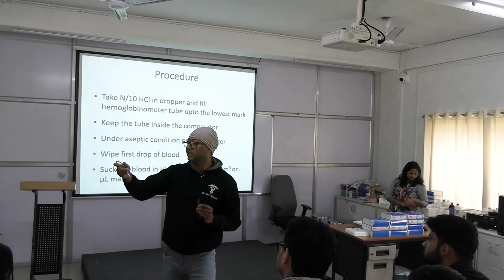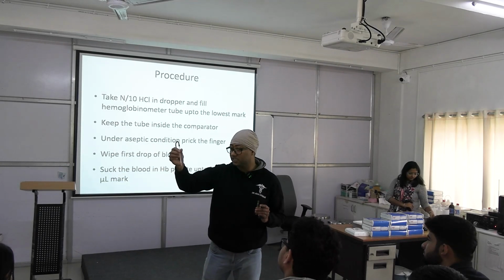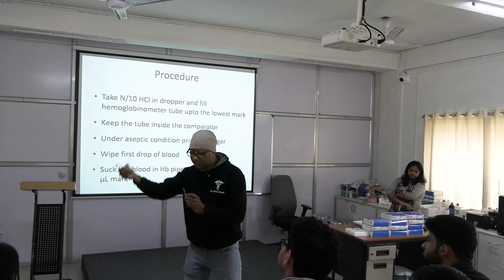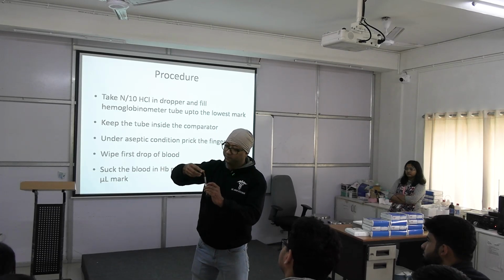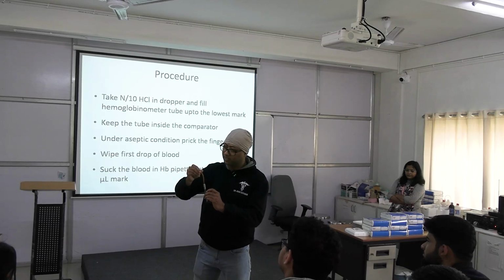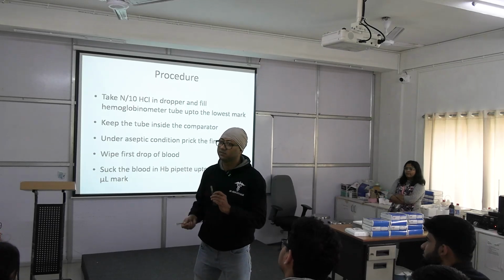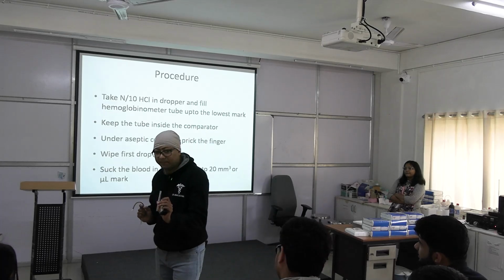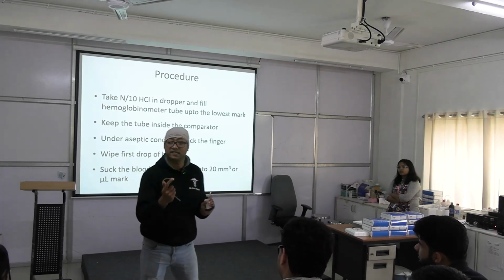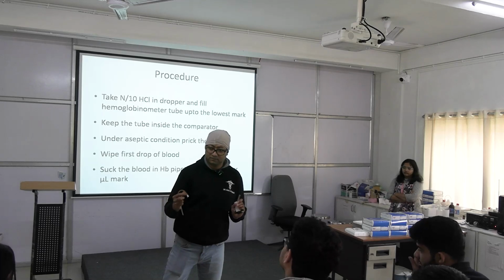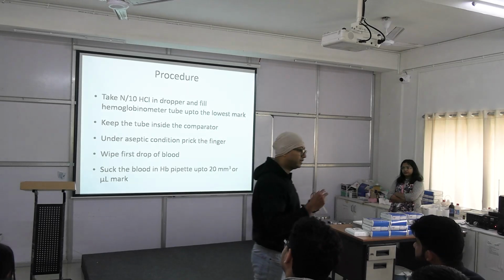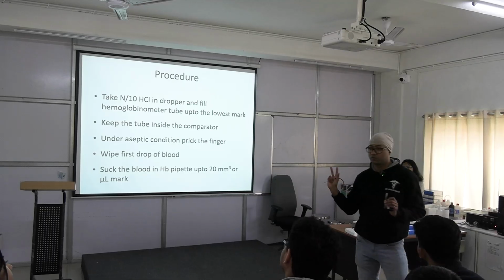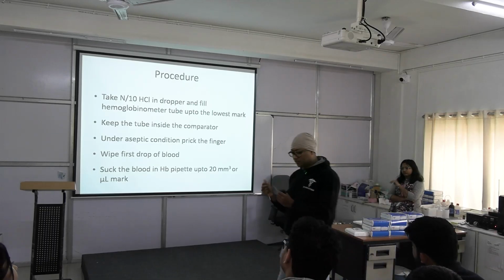Then we need to take blood in this pipette up to 20 microliter, and we need to transfer this blood here. So what will happen? Blood is mixed in N/10 HCl. We will keep it for 10 minutes so that acid hematin will form. Hemoglobin will be broken down into acid hematin. This acid hematin looks dark brown.